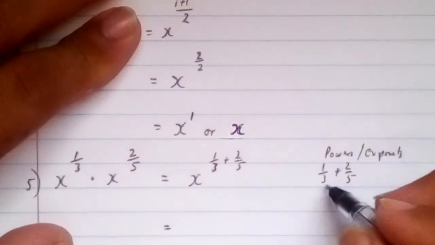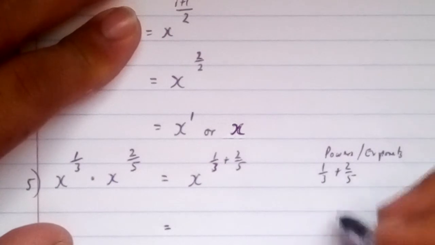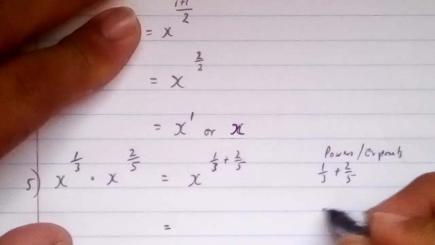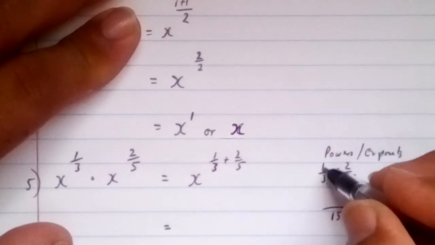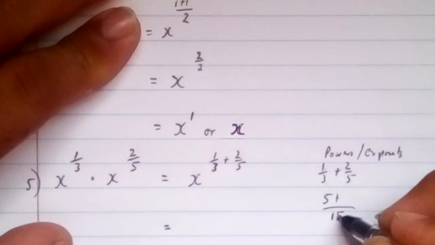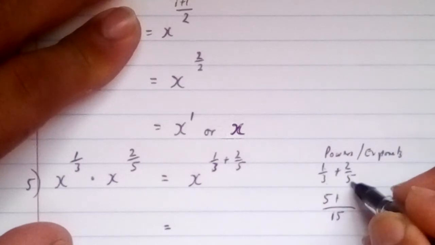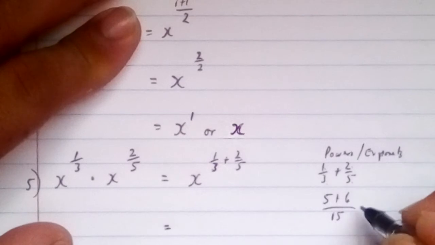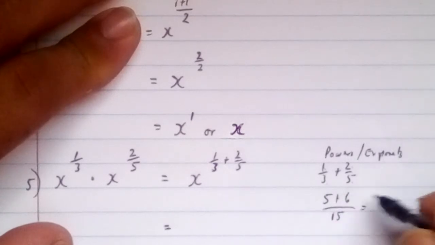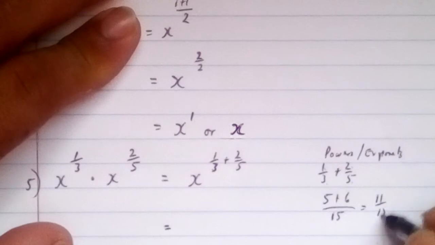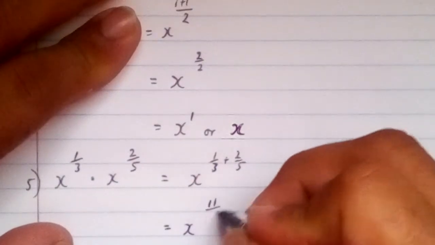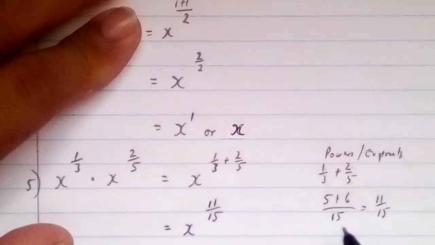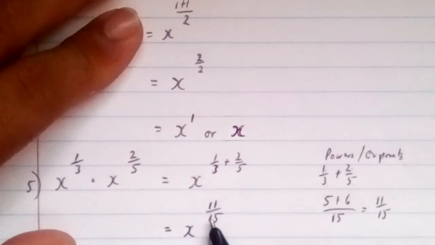So what is the LCM of 3 and 5? Well, the LCM of 3 and 5 is 15, so we put 15 here, and now we say 15 divided by 3, which is 5, times 1, which is 5. 15 divided by 5, which is 3, times 2, which is 6, which now gives us 5 plus 6, which is 11 over 15. Therefore, our solution here can now be x to the 11 over 15. At times you may end up with a whole number, and that is okay.